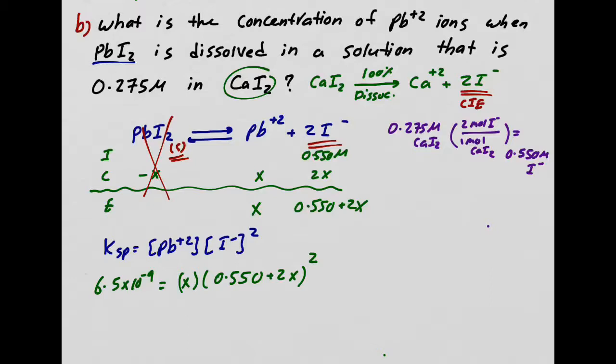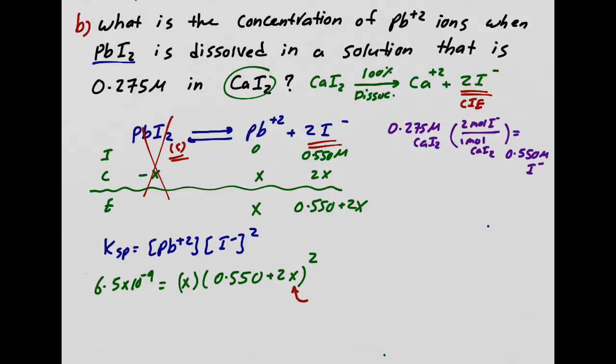I can do an ICE table. At the beginning, I don't have any of this, but I do have some iodide in there. And then again, we go minus x and x. Now we plug it into our Ksp expression. So far, so good. Again, instead of the I minus concentration being just x, this is what I put in, but I still have to do it to the power of 2. That doesn't change.